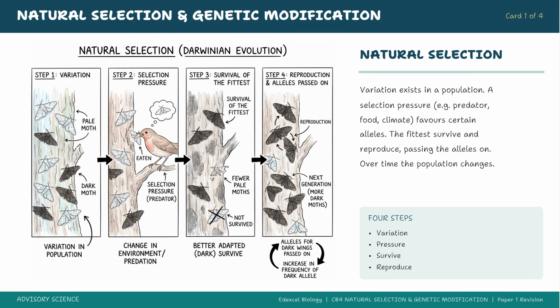The second misunderstanding is that evolution has a final goal or direction. Species are not trying to become perfect or better. Adaptations simply increase the chances of survival in a particular environment. If the environment changes, different adaptations may become advantageous instead.